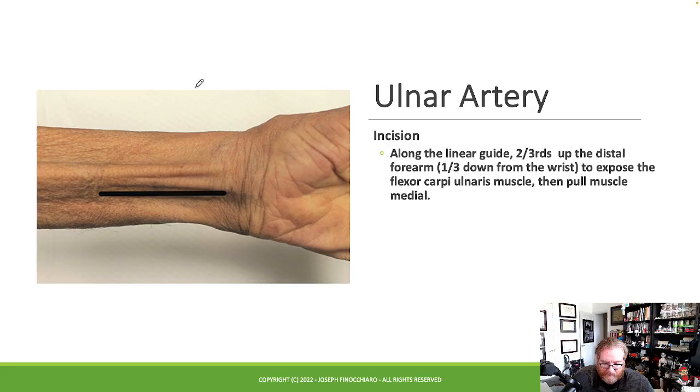Now, the incision, along with the linear guide, is 2/3 up from the distal forearm, 1/3 down from the wrist, to expose the flexor carpi ulnaris muscle, then pull the muscle medial.